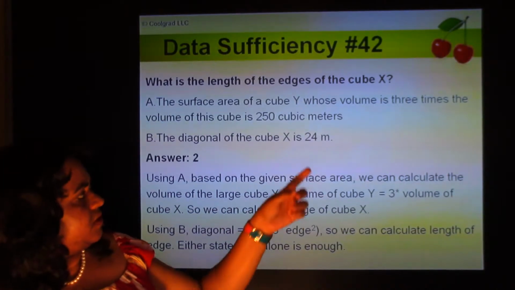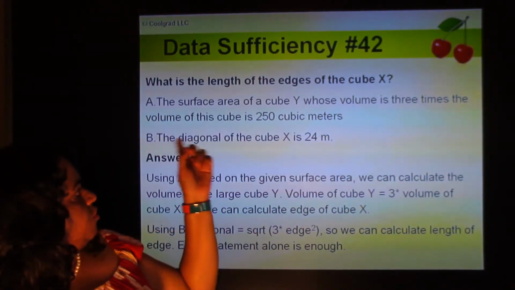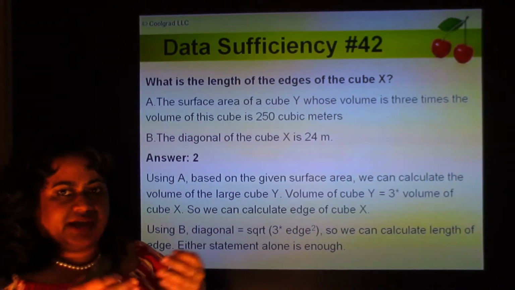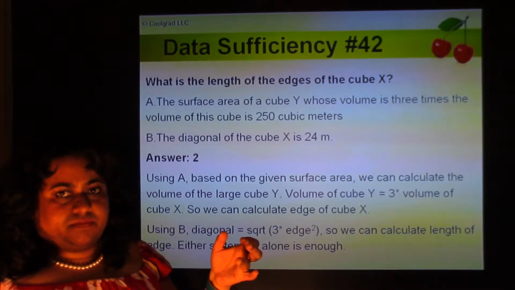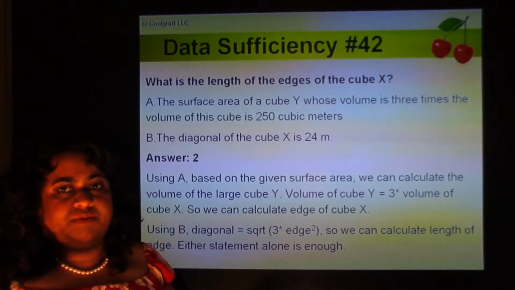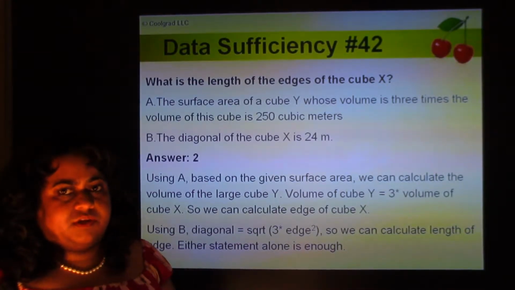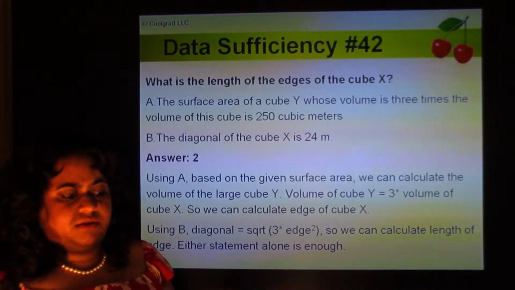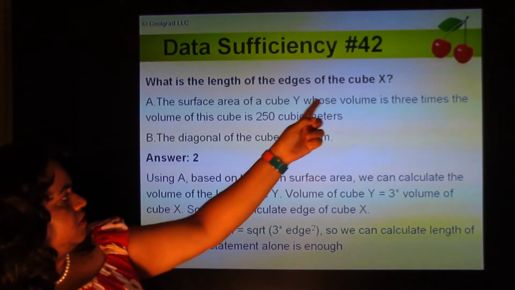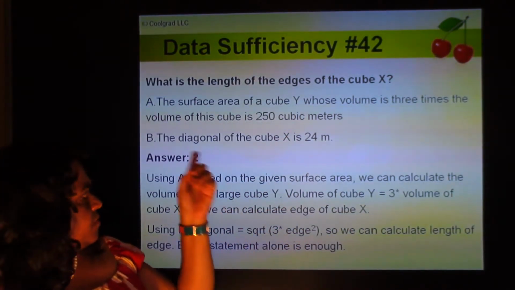cube y. And we know that the volume of this cube is 3 times the volume of the smaller cube x. So we know the edge of the bigger cube y, and from that you calculate the volume, and that is 3 times the volume of the smaller cube. So from that we know the volume of the smaller cube, and from that you take the cube root of that, we know the length of the edge of the smaller cube, right? So using statement A alone, we can calculate the edge of the cube x.